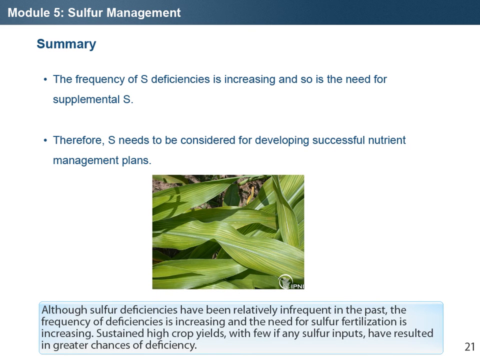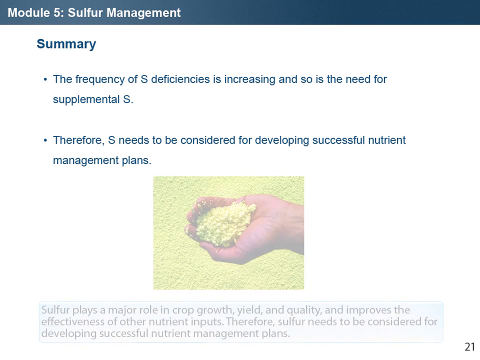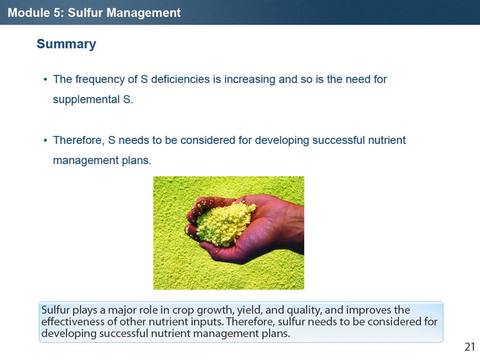Although sulfur deficiencies have been relatively infrequent in the past, the frequency of deficiencies is increasing and the need for sulfur fertilization is increasing. Sustained high crop yields, with few if any sulfur inputs, have resulted in greater chances of deficiency. Sulfur plays a major role in crop growth, yield, and quality, and improves the effectiveness of other nutrient inputs. Therefore, sulfur needs to be considered for developing successful nutrient management plans.